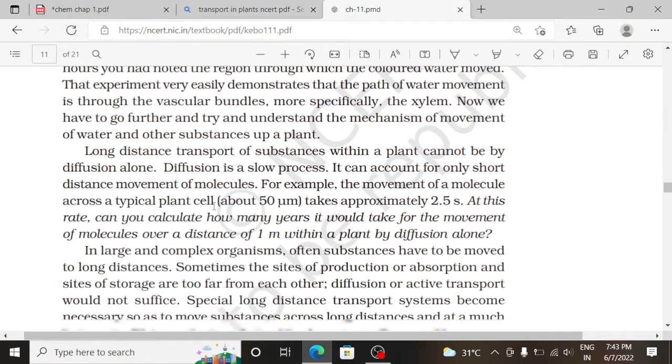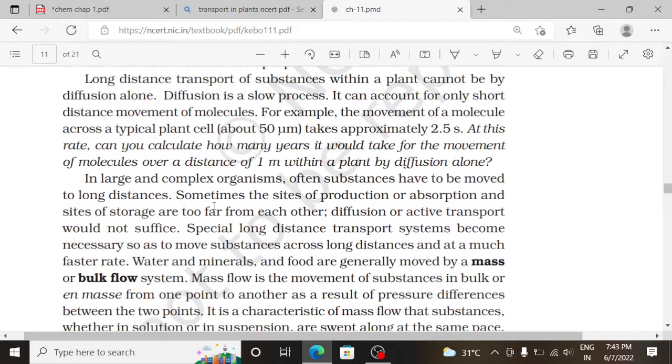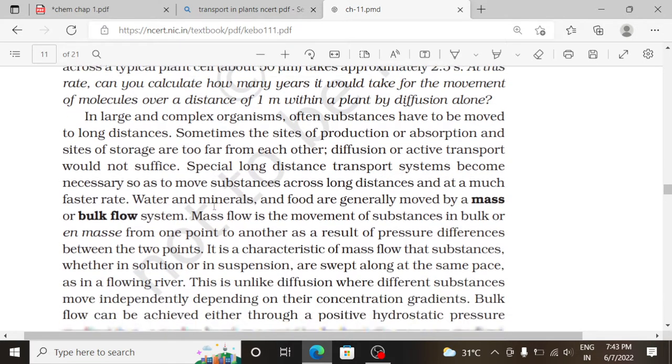Long distance transport of substances within a plant cannot be by diffusion alone. Diffusion is a slow process. It can account for only short distance movement of molecules. For example, the movement of a molecule across a typical plant cell, about 50 micrometer, takes approximately 2.5 seconds. At this rate, can you calculate how many years it would take for the movement of molecules over a distance of 1 meter within a plant by diffusion alone?